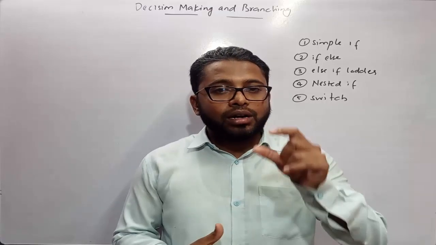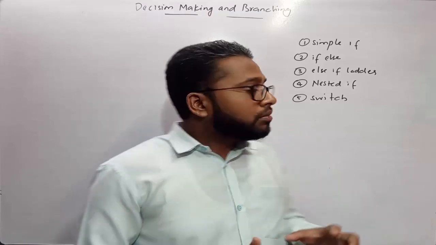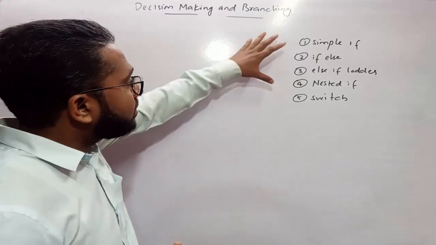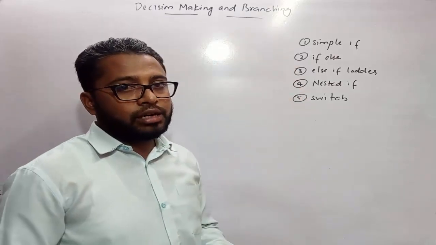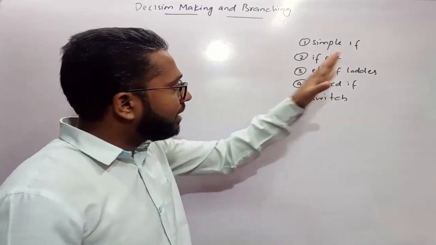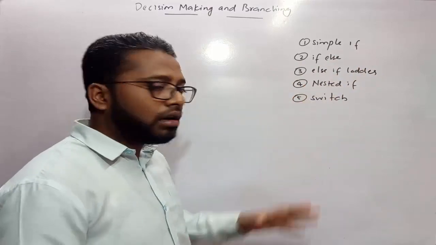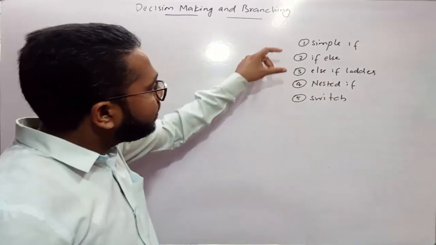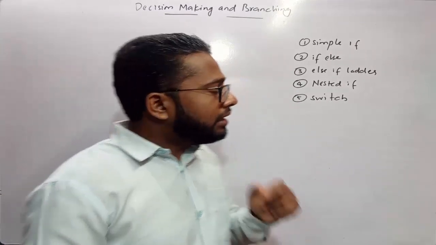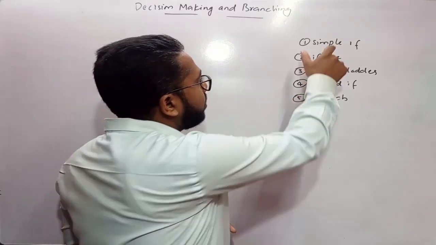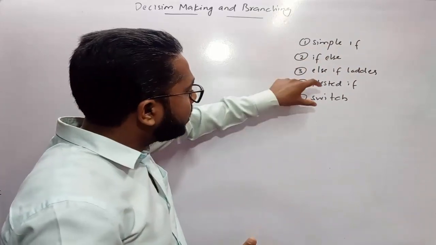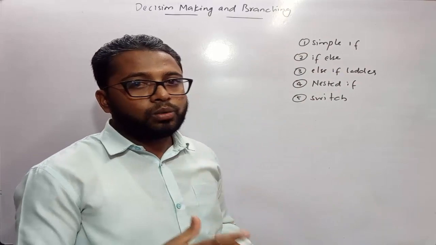Now let us see what are the various statements that come under branching statements or decision making statements. As you can see, these are the various statements. The first one is simple if, second is if else, then else if ladder, the fourth is nested if, and last is switch. With each of these statements we can control the flow of execution in our program. In this video we will discuss only this simple if statement, and in my upcoming videos we will cover all the other branching statements along with examples.